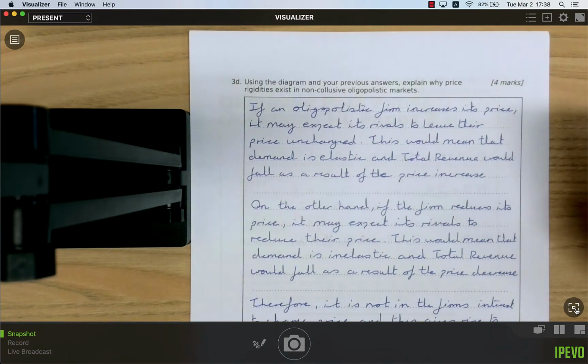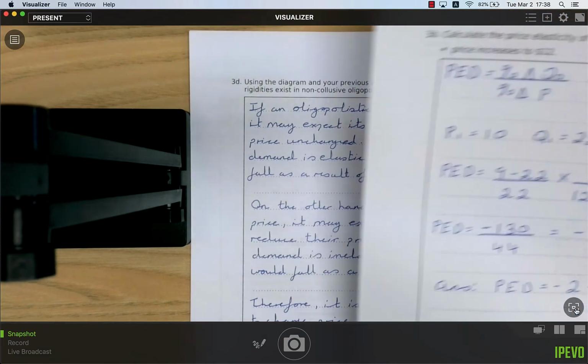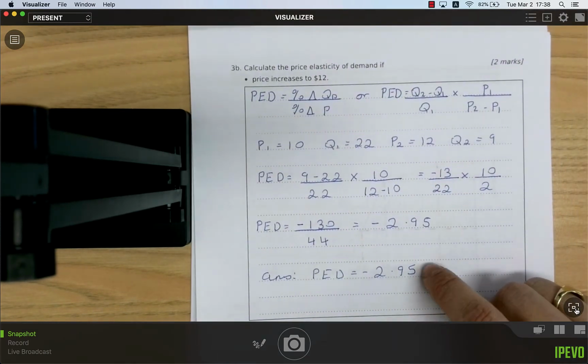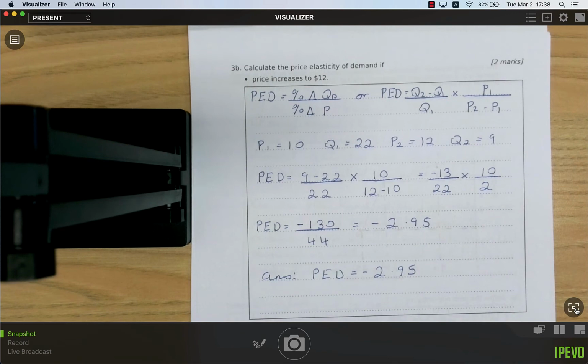Using the diagram in your previous answers, explain why price rigidities exist in non-collusive oligopolistic markets. Well, let's think about this, right? So let's go back here. And we're going to look at the PED. So it's minus 2.95, which means it obeys the law of demand. So this is following a price increase, right? It's elastic following a price increase. So that means the quantity demanded will respond by a greater proportion than the percentage change in price.